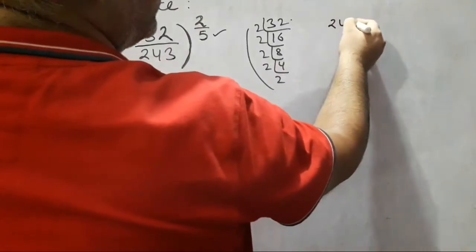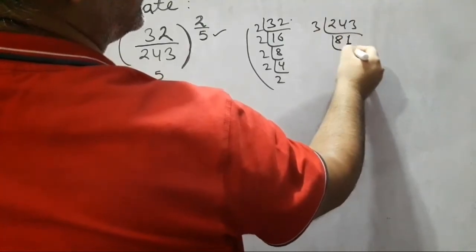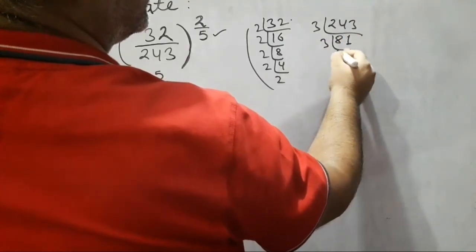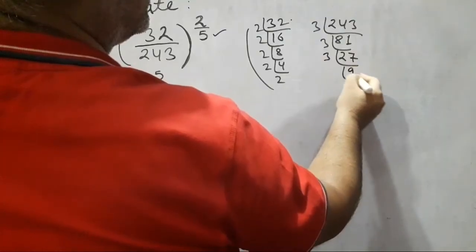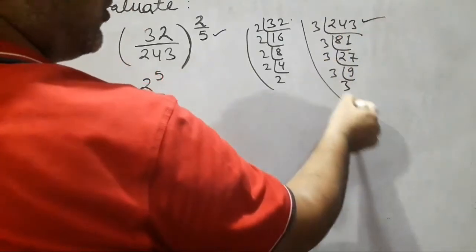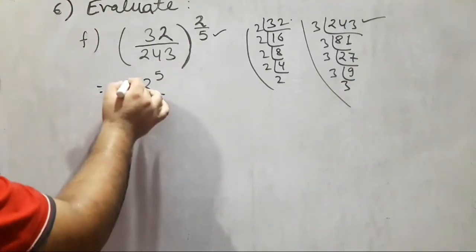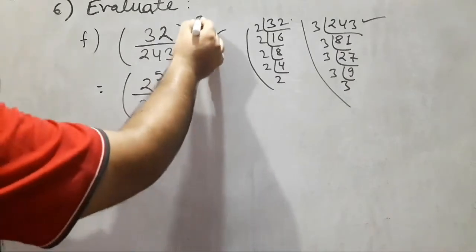Let's factorize 243. Divide by 3. 3 8s are 24, 3 1s are 3. 3 27s are 81, 3 9s are 27, 3 3s are 9. So 243 can be written as 3 power 5. So this 243 we write as 3 power 5, bracket 2 by 5.